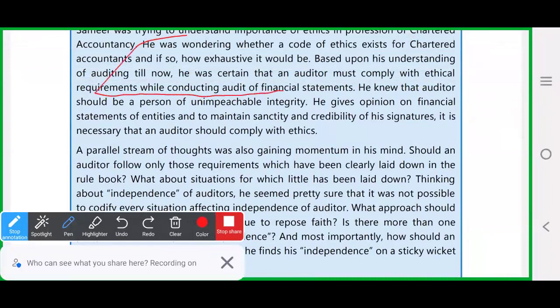He knew that the auditor should be a person of unimpeachable integrity. The auditor gives an opinion on financial statements and he has to maintain the sanctity and credibility of his signatures. And it is very, very important that the auditor should comply with ethics.